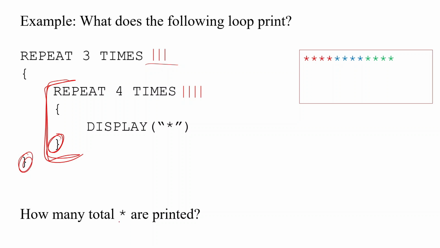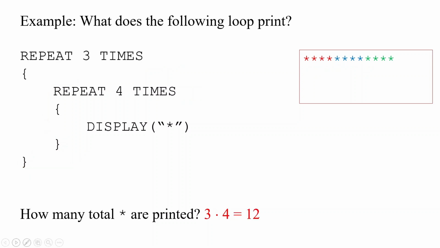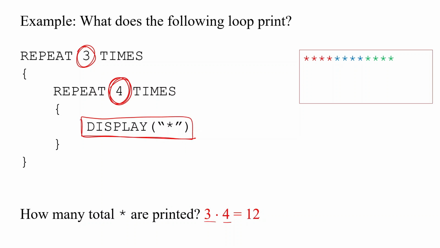When we talk about how many total asterisks are printed, if you count these up, it's going to be 12. Well, mathematically, where else do you see getting a 12? For nested loops, if each one is running a set amount of times, this doesn't count as a repeat until, but if we know a set amount of times that the outer loop and the inner loop repeat, how many total times will this inside statement run? You just multiply those 2 numbers. And that's just more of a fun fact. You don't actually have to memorize that because you can always just trace through and see what happens.